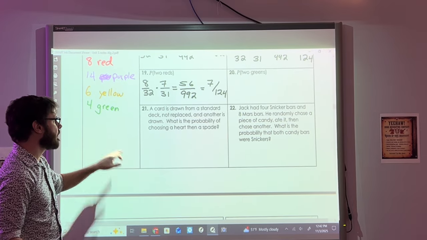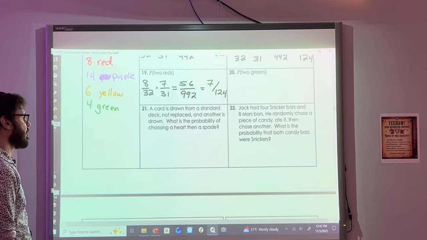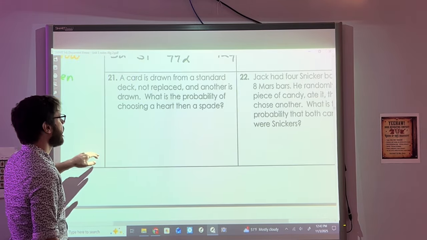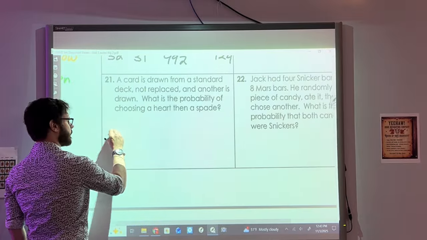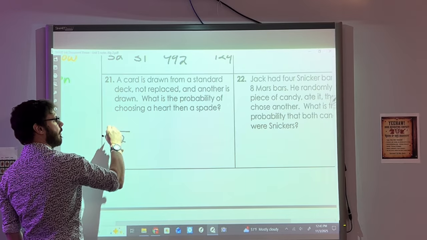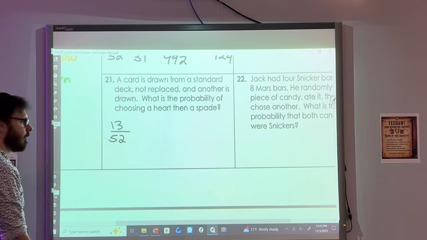A card is drawn from a standard deck, not put back, not replaced, and another is drawn. What's the probability of choosing a heart and then a spade? Okay. There are 52 cards in a deck. Of those 52, 13 are hearts.